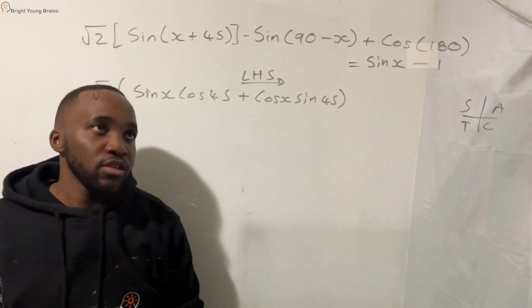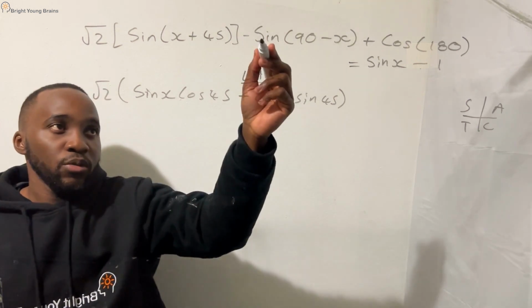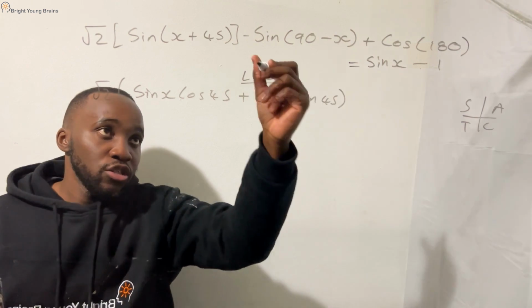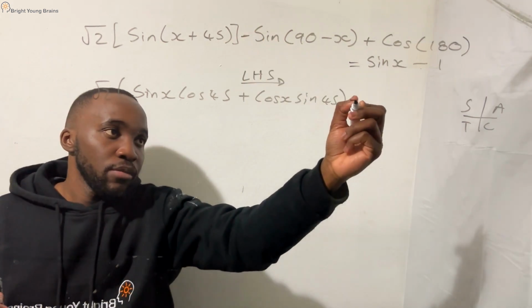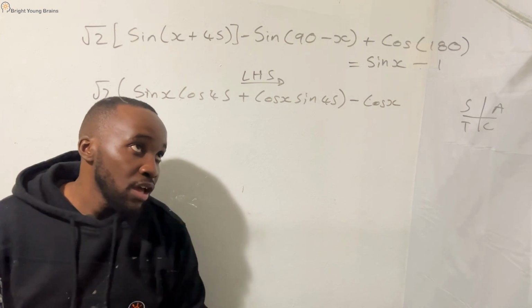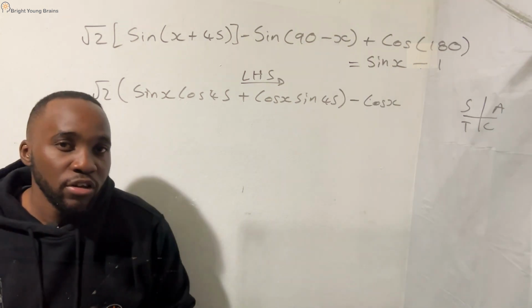We know that 90 minus x is in the first quadrant and everything is positive in the first quadrant. Because we're working with a sine and we're working with a 90, our trig ratio has to change. So the negative here remains, and here we're going to replace that with cos x. And then here, cos 180 degrees.